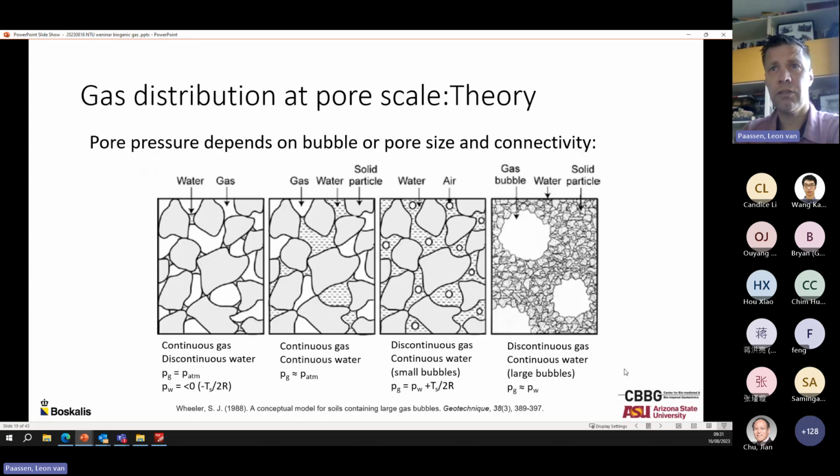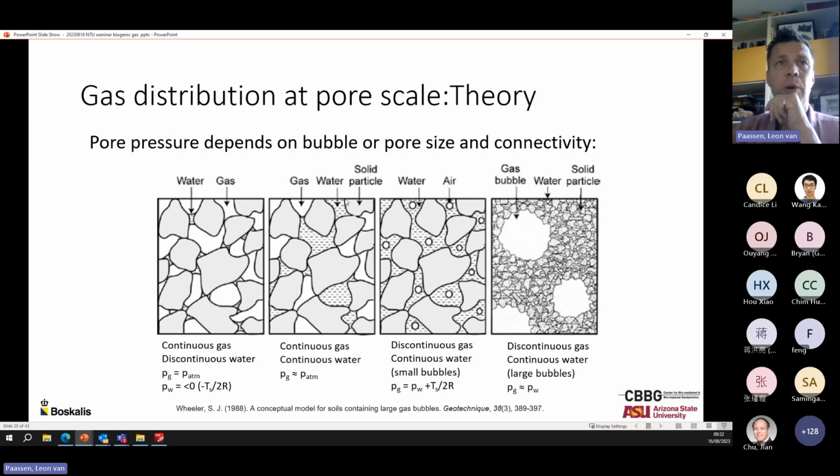So we looked at that at several scales. If you fundamentally look at the pore scale, you can distinguish different configurations of gas. The most basic case, of which a lot of literature is available, is where we have a continuous gas phase with a discontinuous water phase. This is typically happening in the vadose zone, so in the unsaturated zone above the phreatic surface water. And there we see that the gas pressure is equal to the atmospheric pressure.